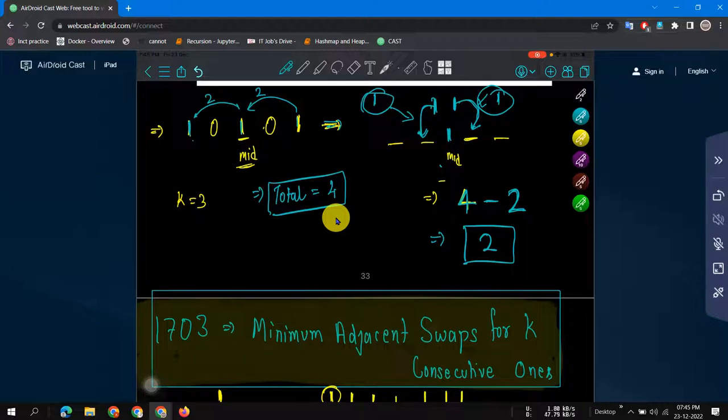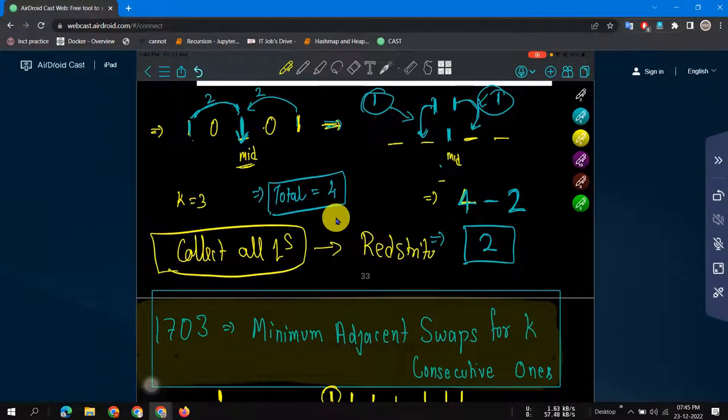First, I will calculate the total jumps. First of all, I will collect all the ones to the midpoint, and then I will redistribute them. So I will write: collect all ones, and then redistribute. Okay, so what will the midpoint be? How would I decide which midpoint I should collect all the ones at?